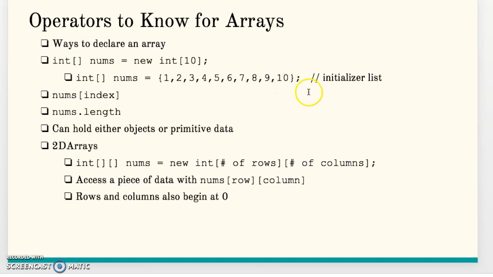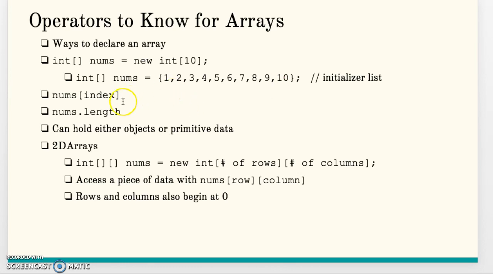Now this second one is called an initializer list, and this initializer list is a list of values separated by commas inside of curly braces. We do not specify a size. The compiler will look at how many elements there are, and that will be how big it makes the array. You can only create an array with an initializer list when the array is first created. If I wanted to change the values later, I couldn't do that.